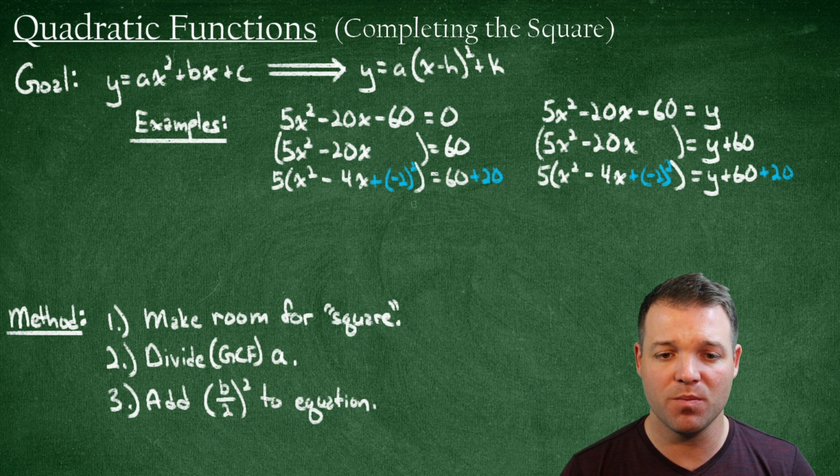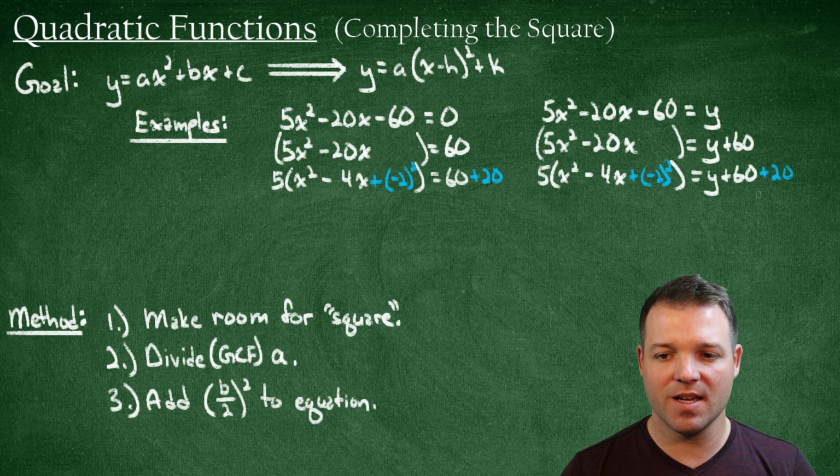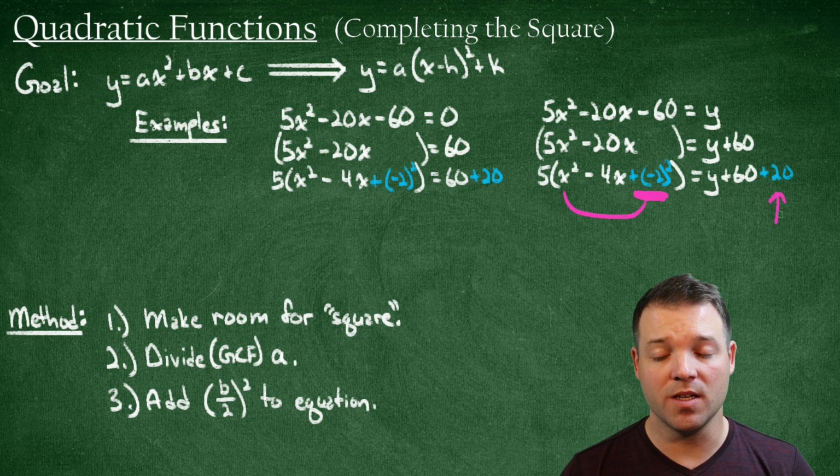So it's very, very important to know what number is out front. Don't forget about that GCF out there, because whatever you add inside of here actually gets multiplied by that thing on the outside. So I added negative 2 times negative 2 is 4, times 5. I add 20 to this side. So what do I have to do to the other side? I have to add 20 as well. And it's the exact same thing over here. I added 4 times 5, which is 20. So I had to add 20 to this side.